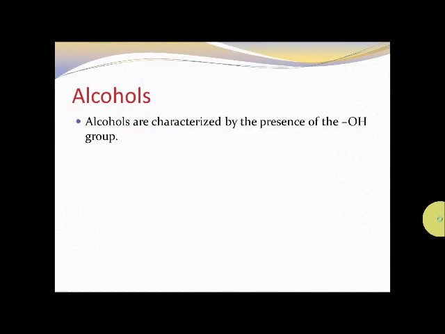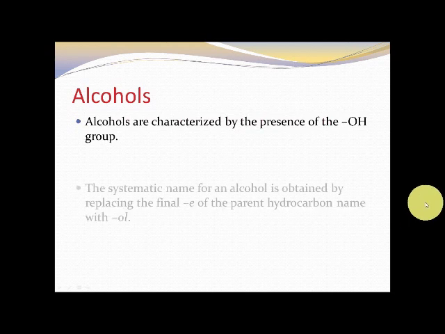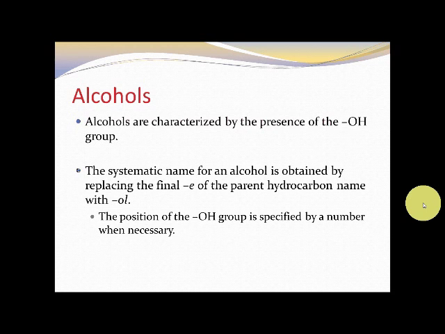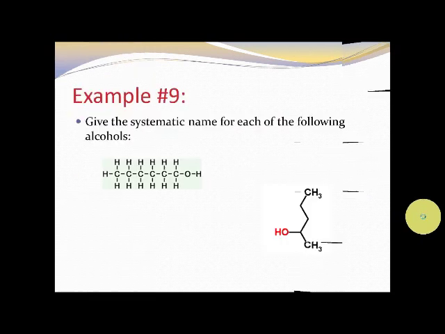So alcohols are the first group we're going to talk about, and they're characterized by having an OH group. The systematic name for this is, instead of the E at the end, you put an OL. So like methanol, you have the full word except that OL at the end. And then, if necessary, you also signify where the OH group is by a number.